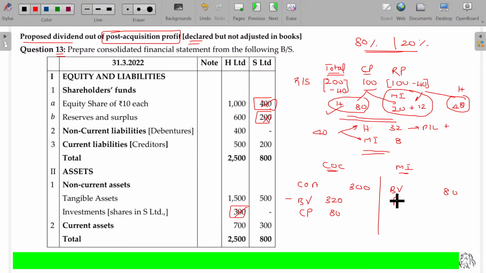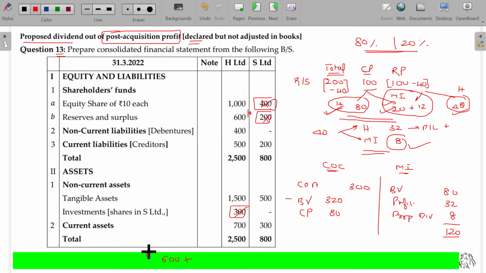And profit for the minority interest, there is no classification as pre or post acquisition here. Directly the 32 will come here. Apart from that, minority interest share 8 rupees for proposed dividend should also be addable here. So the ultimate value will be 120. And what about this one? This 48 will be addable with the reserves and surplus here. So 600 is the initial value they have.